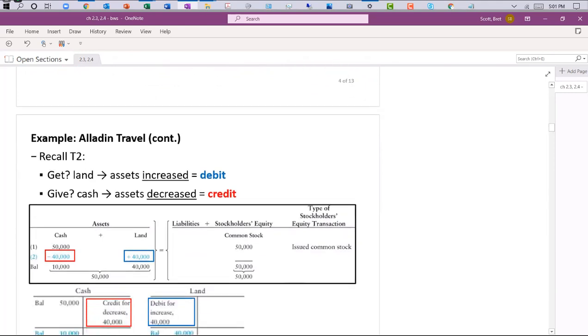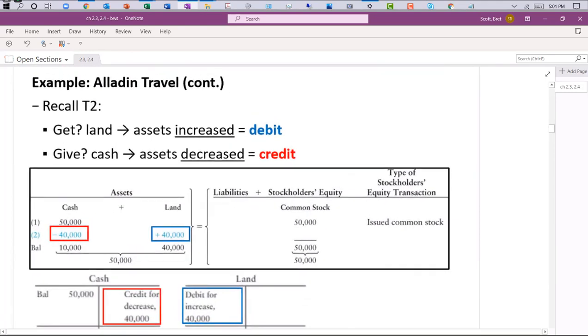Take it a step further. Transaction number 2. We use some of our cash to acquire land. Right? What did we get? We got land. Land is an asset. That account has increased. Therefore, the rule says we need a debit to that account. Cash is an asset. It decreased. The rule says credit that account.